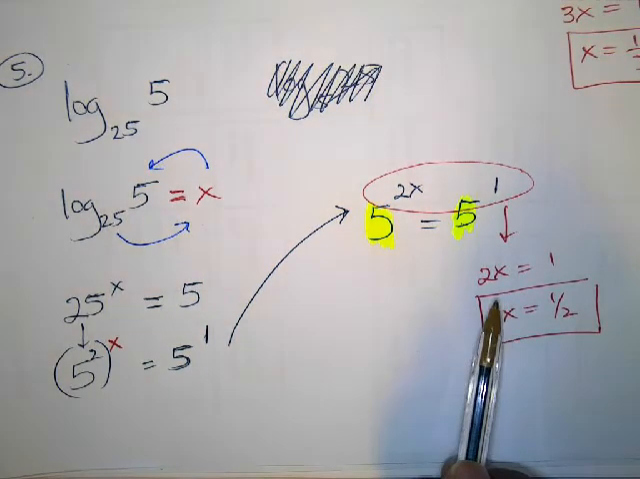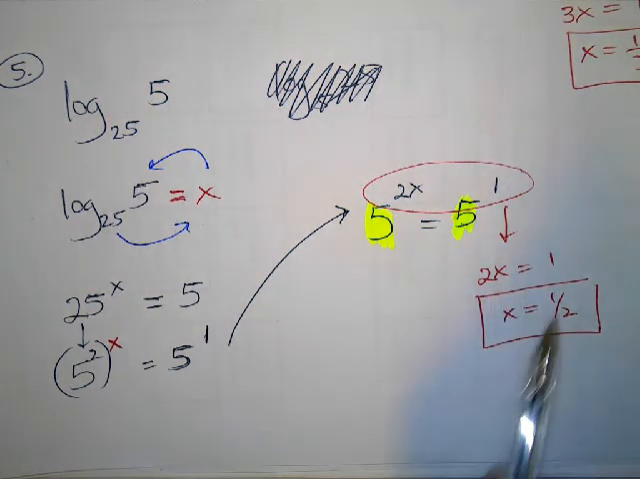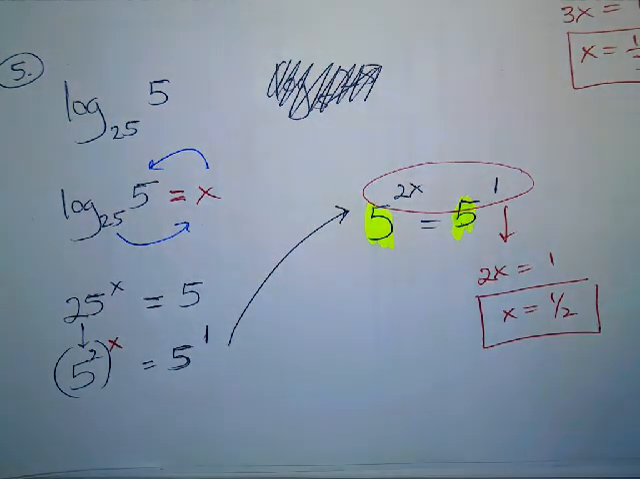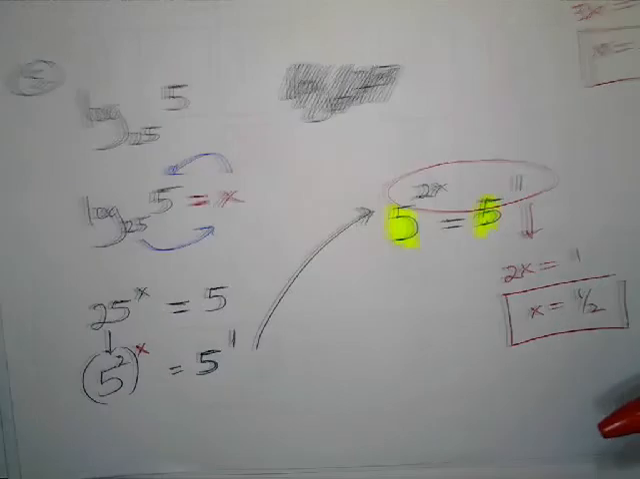Well, again, this one was kind of easy, right? 2x is equal to 1. Solve for x, divide by 2, you get x equals 1/2. All right, let's keep going. Now let's pick it up and make it interesting here.